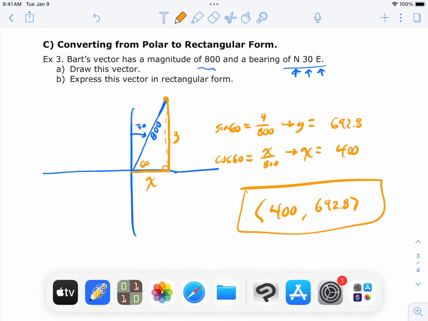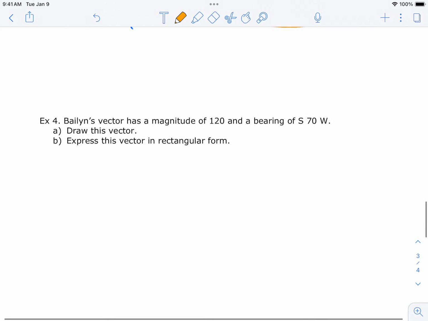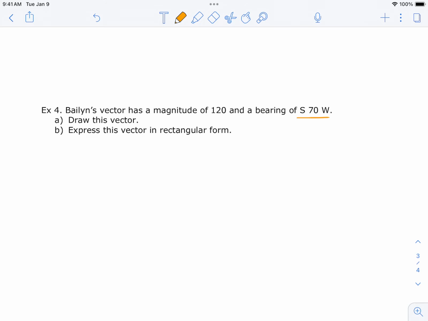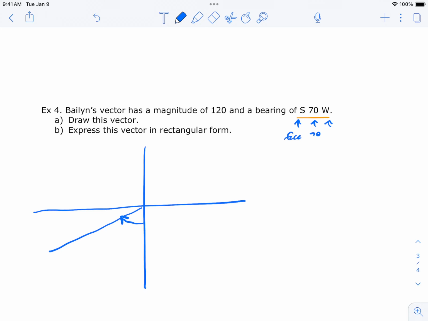Let's try another one of those. Magnitude of 120, bearing of south 70 west. Okay, so that means we're going to face the south this time. Face the south. We're going to turn 70 degrees, which is a big turn, towards the west. So we're turning sort of like this. That's turning 70 degrees towards the west. And there we are. And this has a magnitude of 120. I'll just label that there. I drew the vector. That's done.